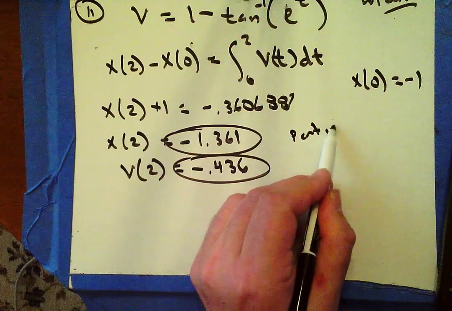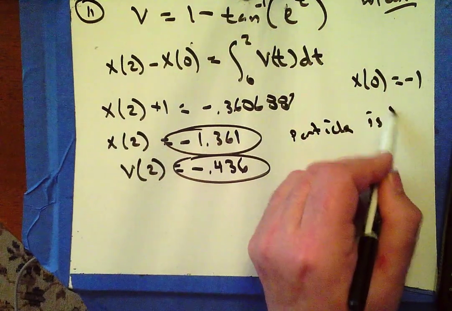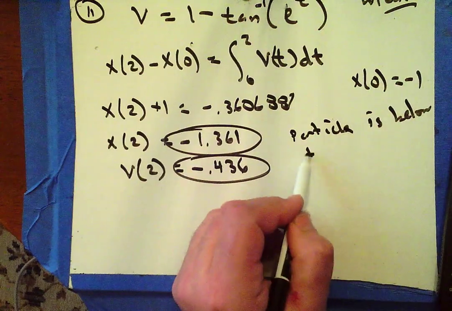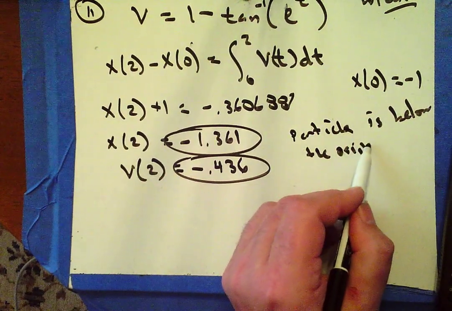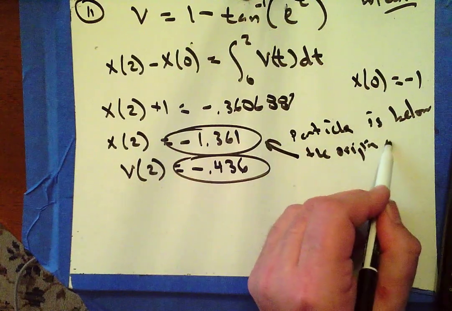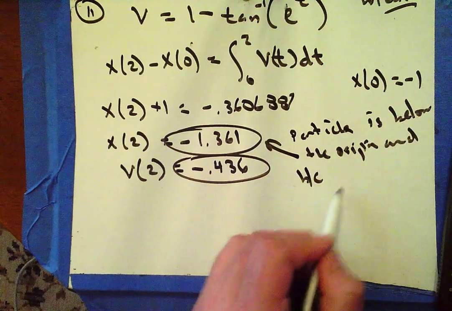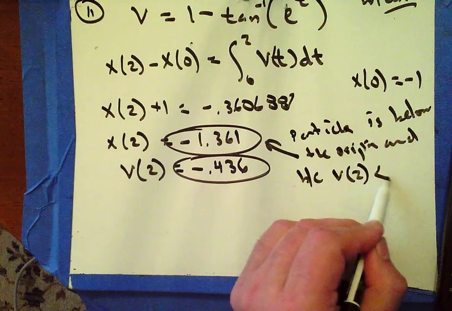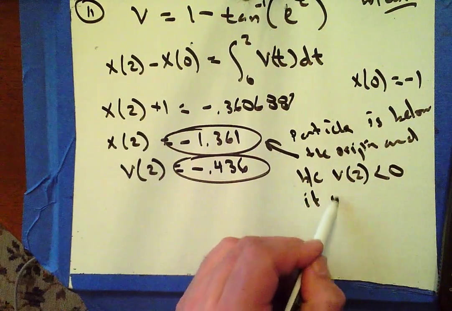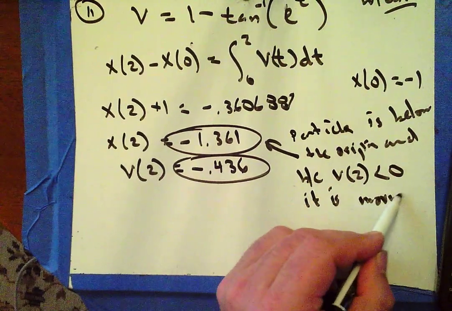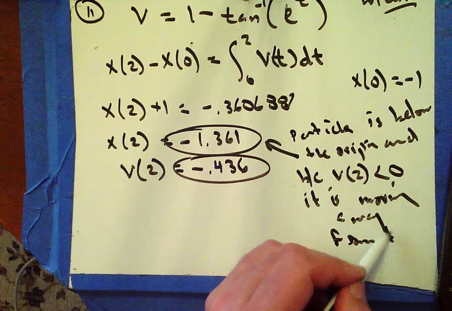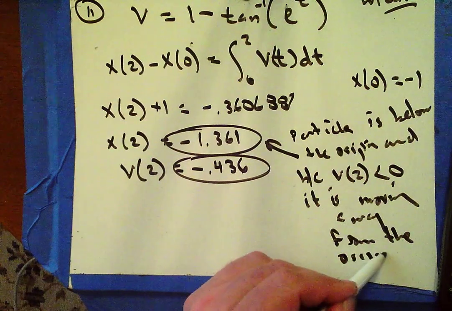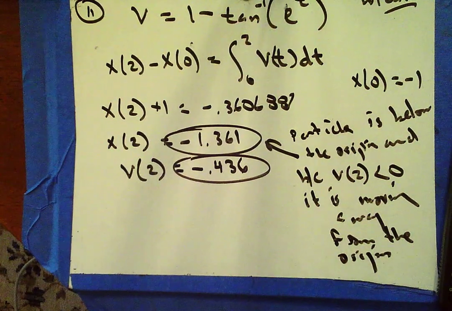The particle is below the origin, and because v of 2 is less than 0, it is moving away from the origin. Okay.